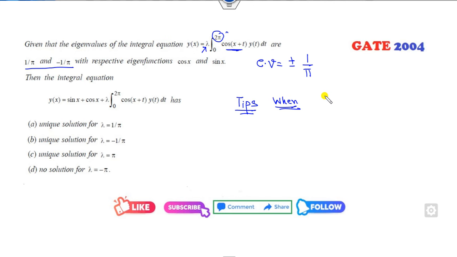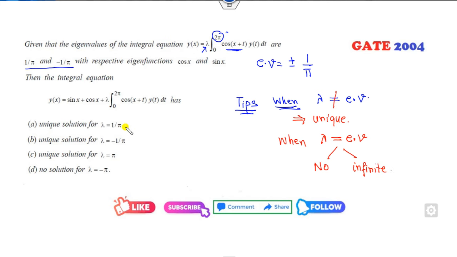Whenever lambda is not equal to the eigenvalue, then we will get a unique solution. Whenever lambda is equal to the eigenvalue, then you have either no solution or infinitely many solutions. Fine, so look at that. For a unique solution, we need lambda not equal to the eigenvalue, but you can see 1 over pi is the eigenvalue, so it is not a unique solution. Unique solution when lambda is equal to minus 1 over pi, minus 1 over pi is also an eigenvalue, so it is not a unique solution.